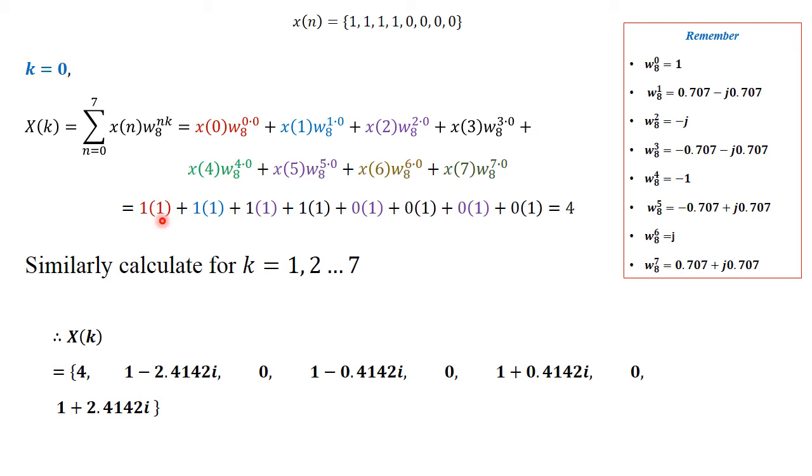That is the twiddle factor value. Outside the bracket is what this x of n sequence value we are going to have. X of 0 is equal to 1, very first value, that is being represented here. Twiddle factor is also 1, like that. X of 1 is equal to 1, twiddle factor is equal to 1, like that. We have substituted all over, and by simplifying this we are going to get the answer as 4.